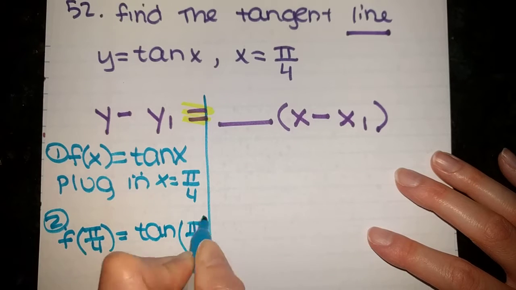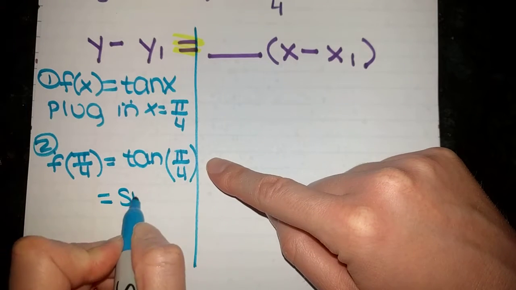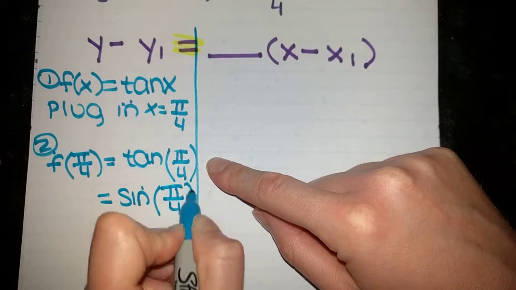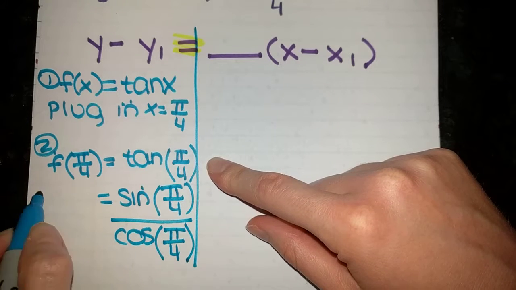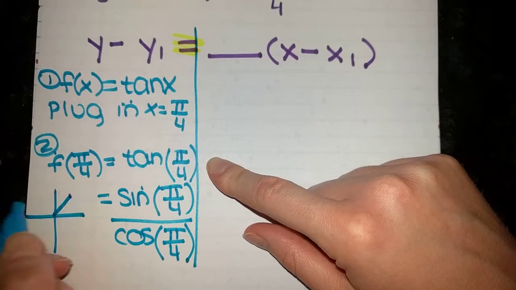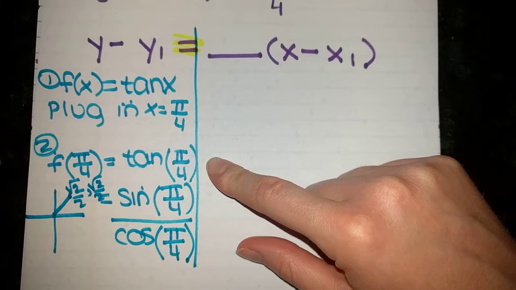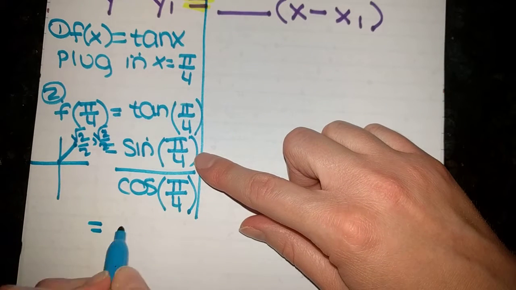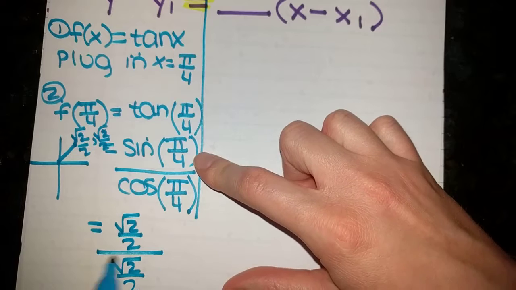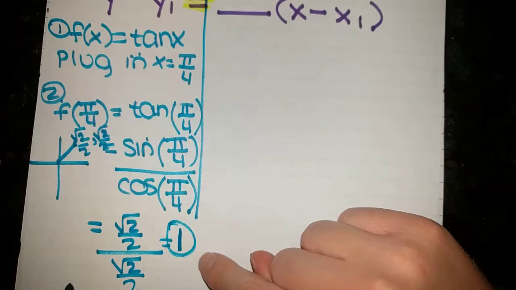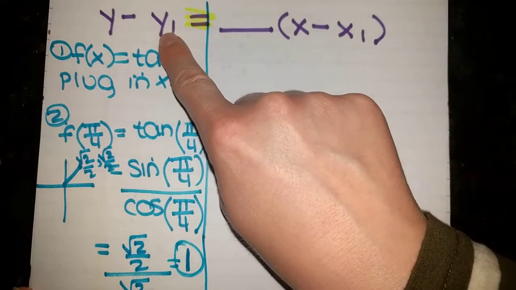And if this is not 100% clear to you, what you would do is convert tangent into sine over cosine, and then you would look at your unit circle, and on your unit circle at pi over 4, we have the square root of 2 over 2, square root of 2 over 2. So the sine of pi over 4 would be the square root of 2 over 2, and the cosine would also be the square root of 2 over 2. So that would just give you 1 for your f of pi over 4 answer. So that would go for your y1.